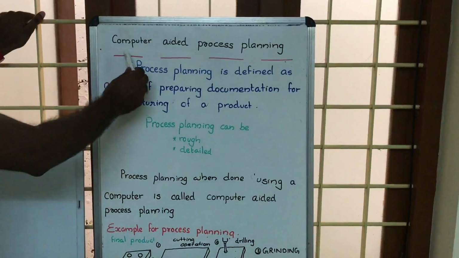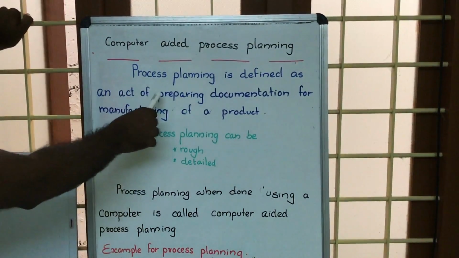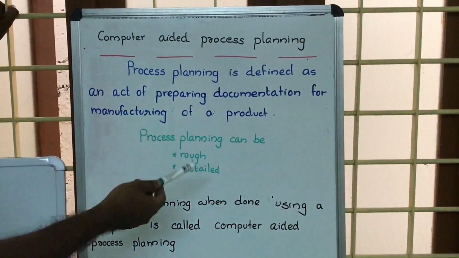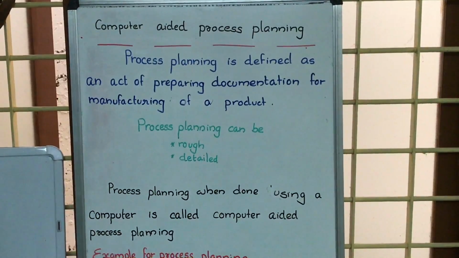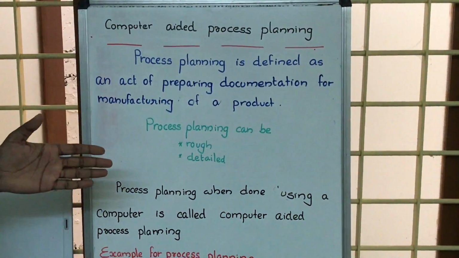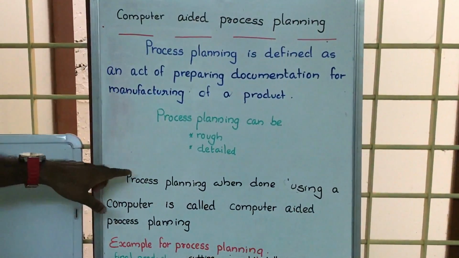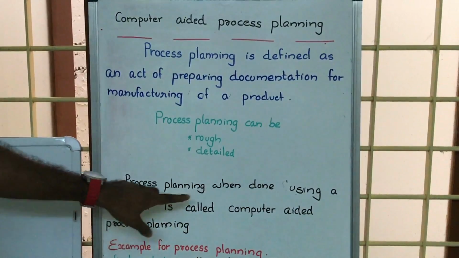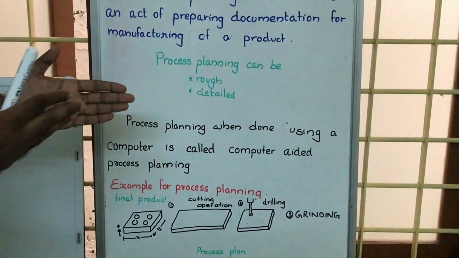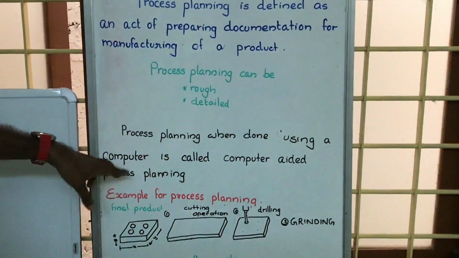In this video, we will talk about computer-aided process planning. Process planning is defined as an act of preparing documentation for manufacturing of a product. We know that if you want to manufacture a product, there must be a sequence of operations we have to specify. That is called process planning. When process planning is done using a computer, it is called computer-aided process planning. That set of operations will be completed using a computer.